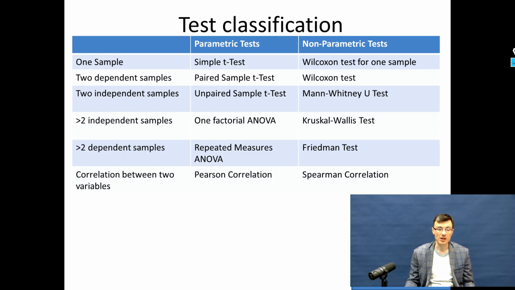So this is a table that helps you to understand some parameters and test classification, and if you look at it, you can use it in your survey and choose your best test methods, parametric or not parametric.